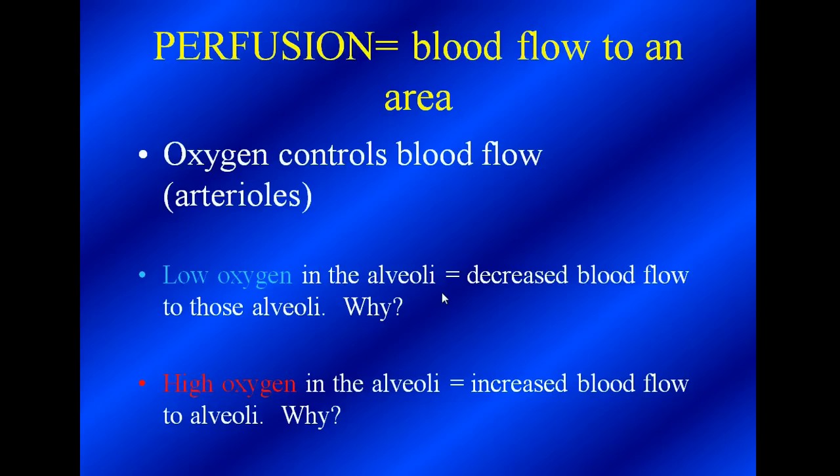On the other side, if you have high oxygen in the alveoli, you're going to get an increased blood flow to those alveoli. Why? Because you want to pick up that oxygen. That's the goal, is to pick up oxygen, bring it into the blood supply. So if you have high oxygen in the alveoli, then you're going to get increased blood flow to those alveoli to pick up that oxygen.